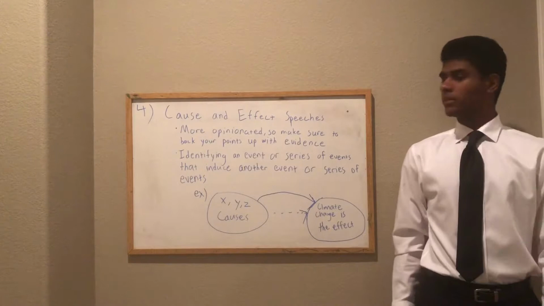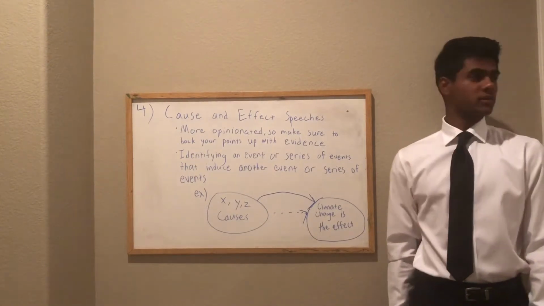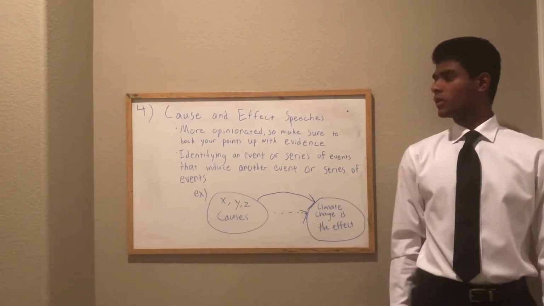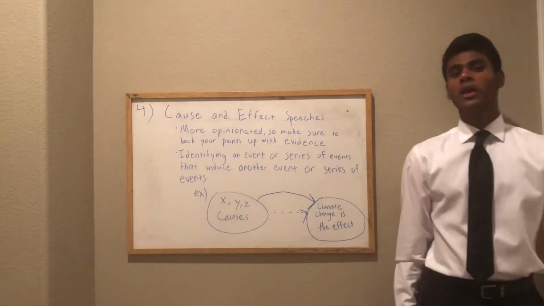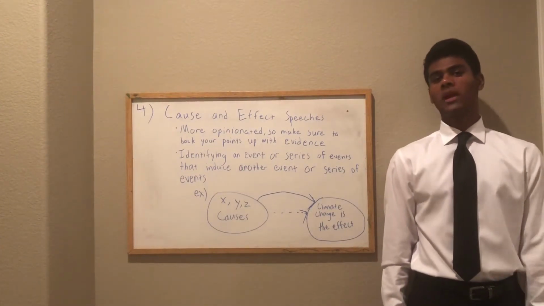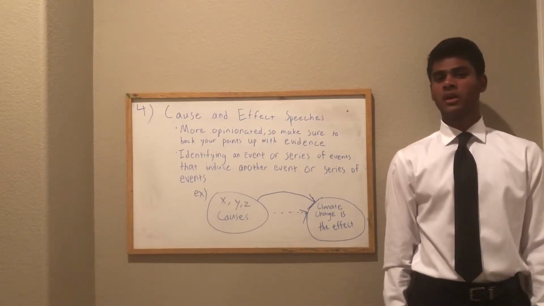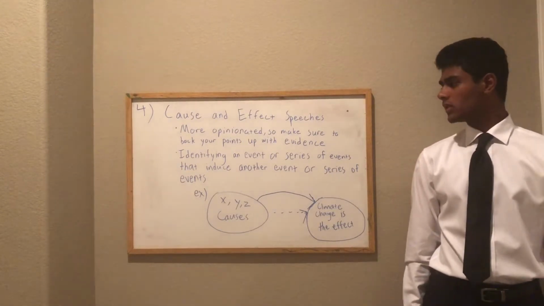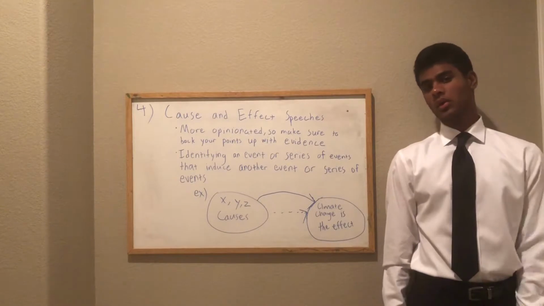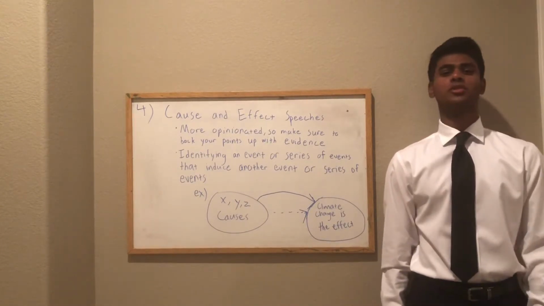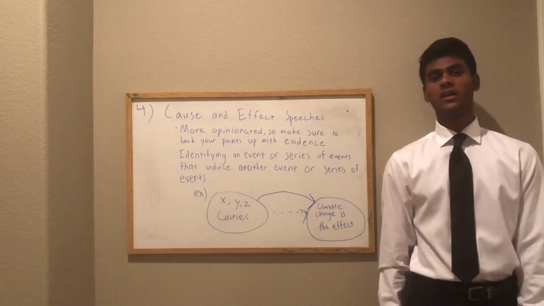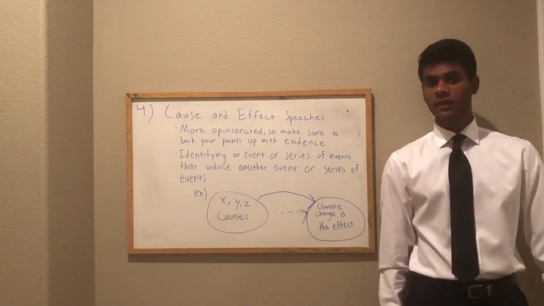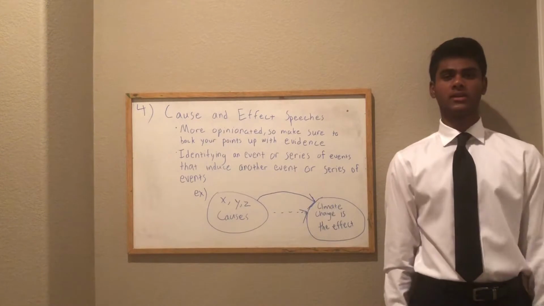All right, so our fourth type of speeches are cause and effect speeches. These are more opinionated. That's the first thing I want you to remember, which means you want to use a lot more evidence to back up the claims you are making. And in essence, what cause and effect speeches really are is you're just identifying an event or series of events that induce another event or another series of events.